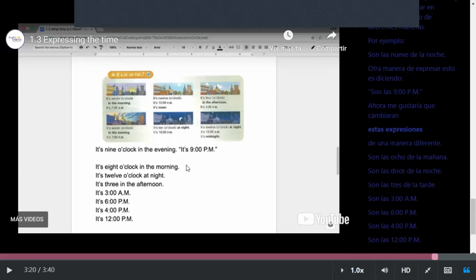Les voy a dar que, what time is it? 5 minutos, 5 minutes. 5 minutes, guys. Escríbanlos en sus cuadernos con la otra forma, ok? Go ahead.